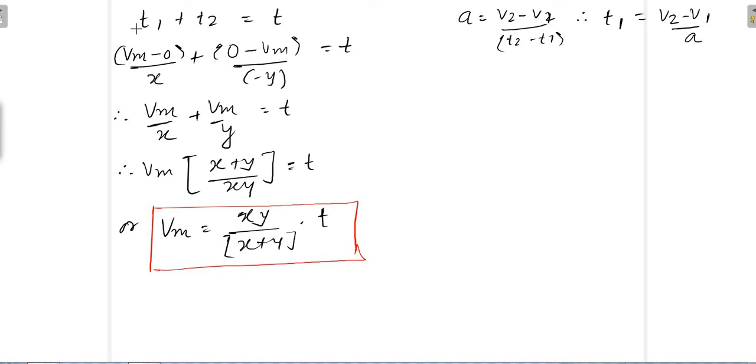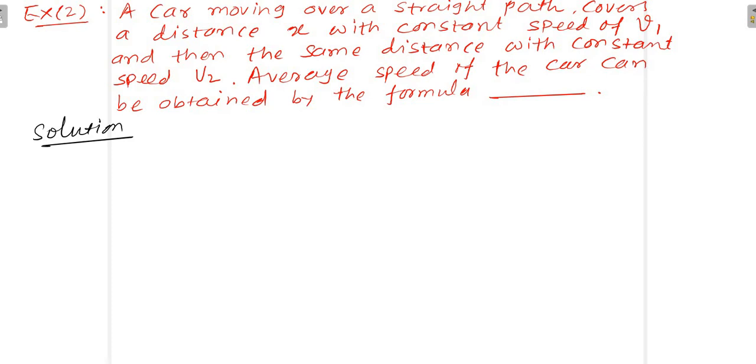So let's continue with the next problem. Okay, so the next problem, let's read the statement. A car moving over a straight path covers a distance x with a constant speed of v1 and then the same distance with a constant speed v2. The average speed of the car can be obtained by the formula, right? Now this is a very straightforward problem where the distance and speeds are given, but the average speed over the entire duration is to be calculated. So let's try to solve this example.